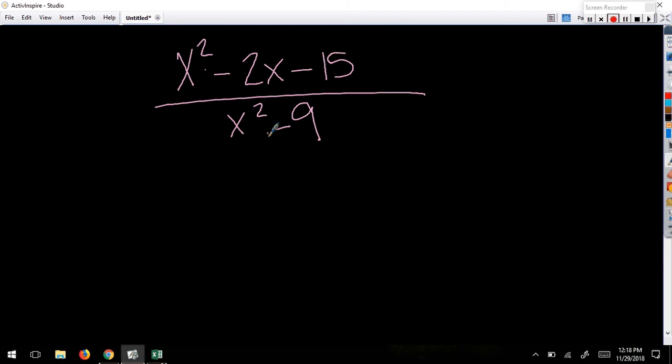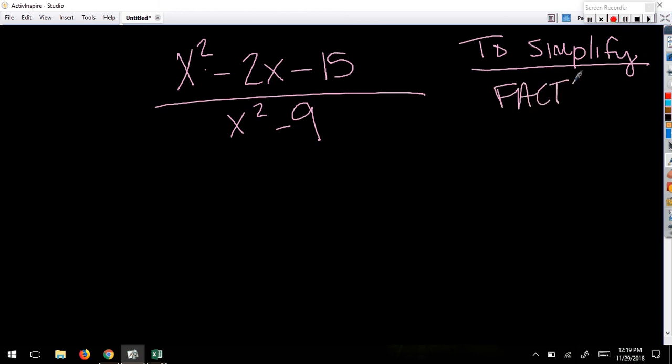So what I have to do to simplify, my key to this, what did I tell you before we started, the key to this was? Factoring, same thing. Factoring, all right? So I'm going to factor everything. That's going to be your first step before you do anything with rational expressions.